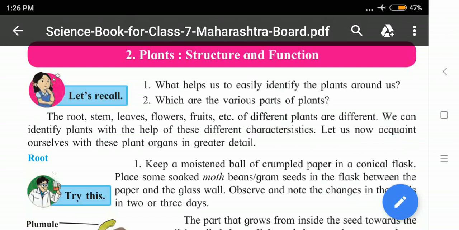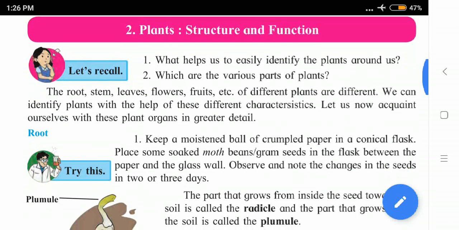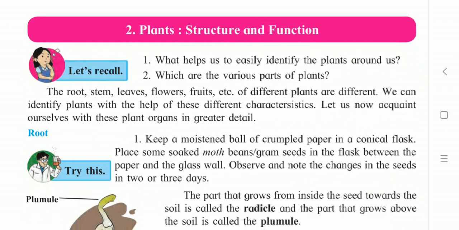We'll start our second lesson of science, and the name of that lesson is plants structure and function. We'll study deeply about plants, how the structure is there in different plants, and how all the parts of those plants function for the growth in our surrounding.